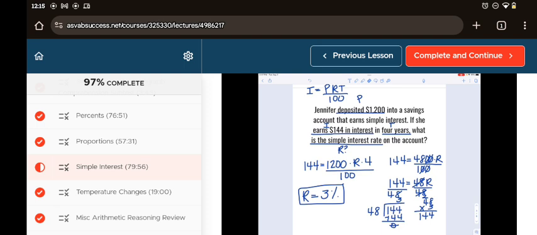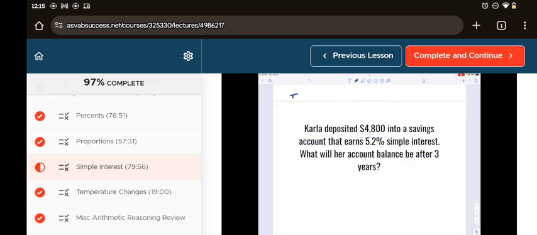All right, next question. So before we jump in, I'm going to write our equation as usual. Okay, let's go ahead and read the question. It says, Kate deposited $4,800 into a savings account that earns 5.2% simple interest. What will her account balance be after 3 years? So this one's a little bit different. This one says account balance.